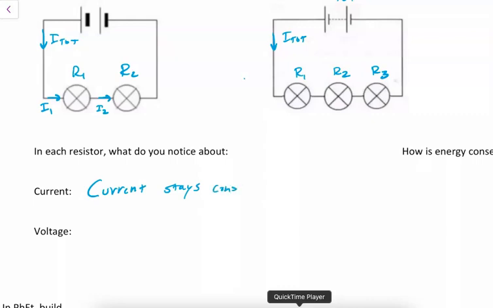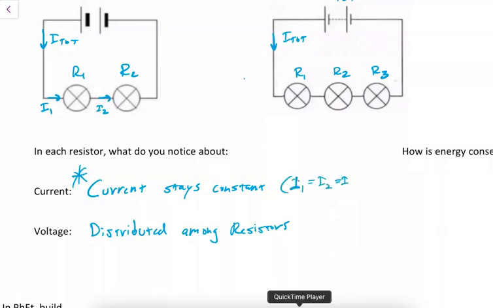And this is like our number one. We need to remember this. In a series circuit, we have current that stays constant, and voltage is distributed among resistors. So this current stays constant means I1 is equal to I2 is equal to I3, which is equal to I total. And that's something I want to refer to later when we start playing with the math.